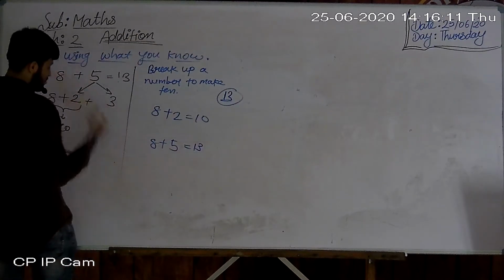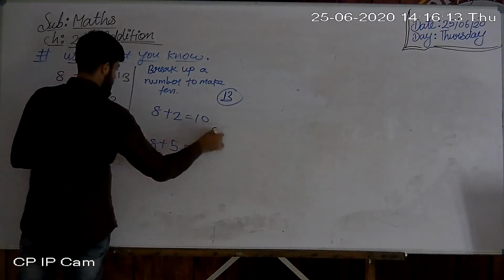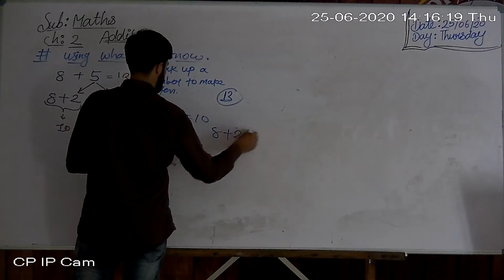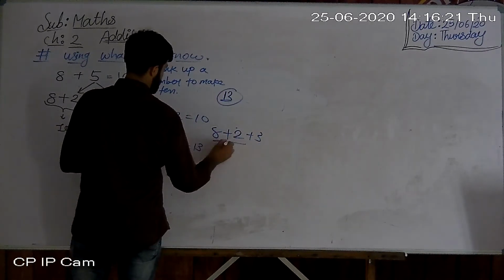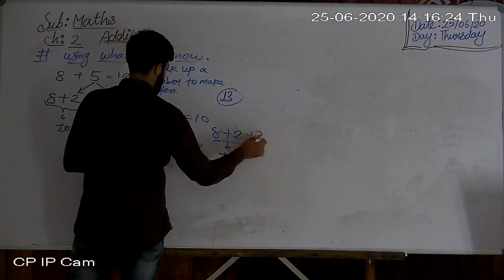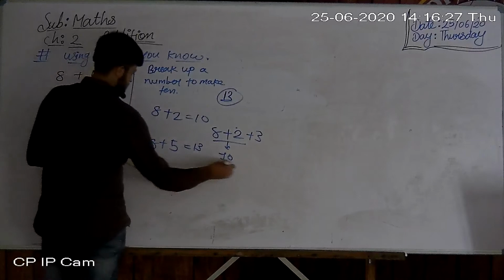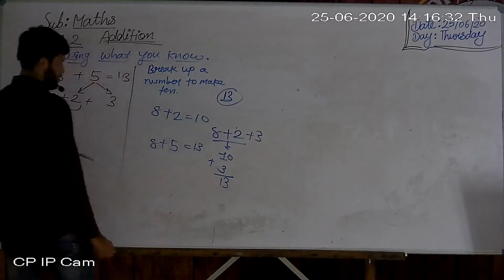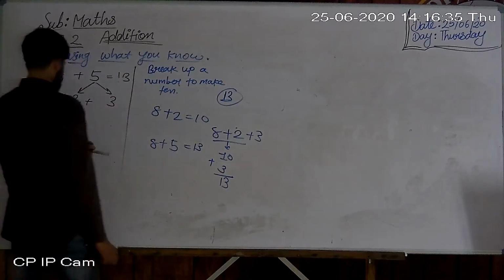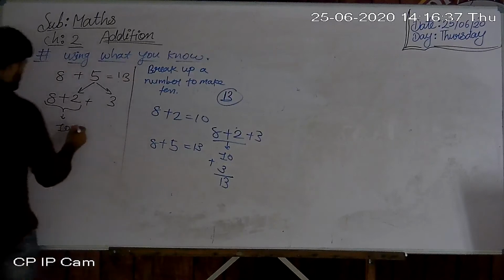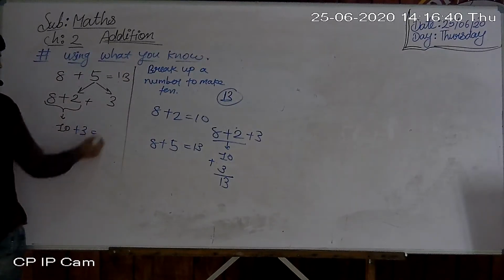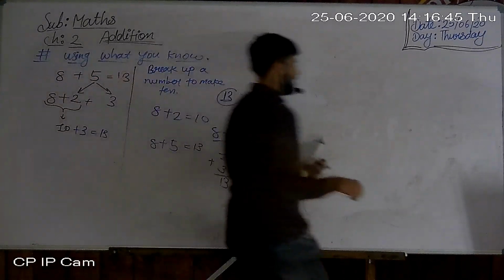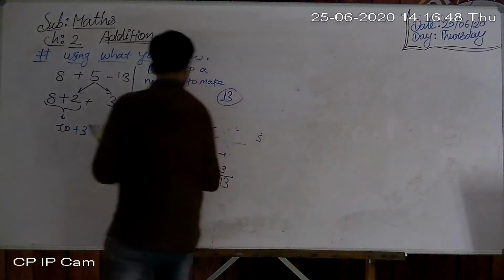Okay. So now students, here 8 plus 2 plus 3. So 8 plus 2, how many? 10. And add 3. So 13. Okay. So that's why, see now, 10 plus 3, 13. It's an easy method. Okay. And now I'll give you a second example.